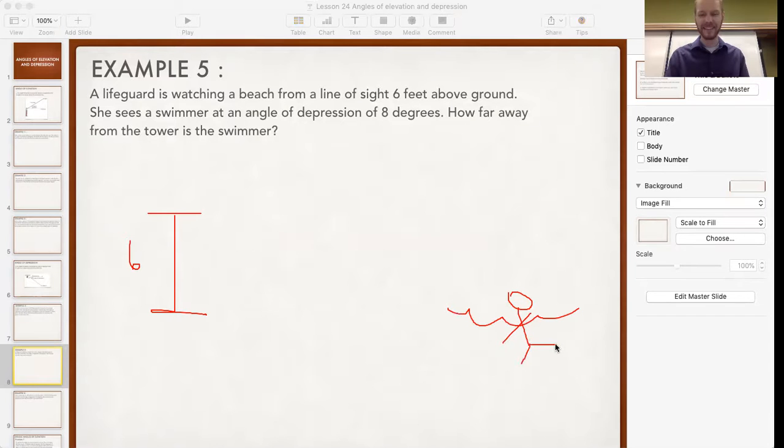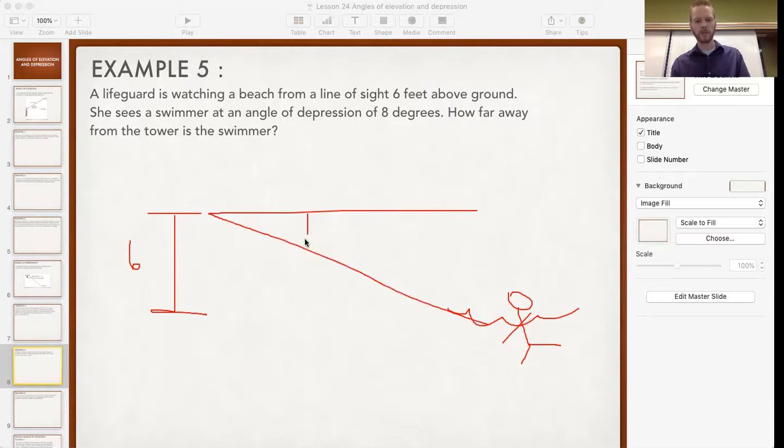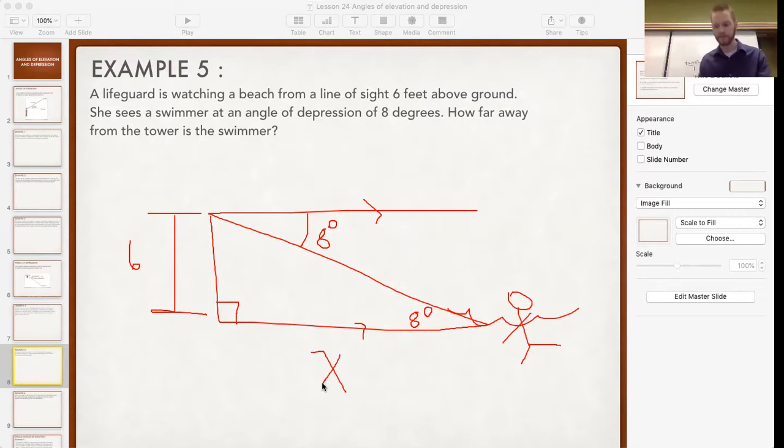This isn't too bad, me drawing this. So here's my line of sight. And if I look down at where the swimmer is, that angle is 8 degrees. Let me draw the rest of the right triangle here. So here's my right angle. And I know, because the line of sight is parallel with the ground, that this is also 8 degrees because they're alternate interior angles. Then I want to figure out how far from the tower the swimmer is, so it's going to be down here at the bottom. That's going to be X there.